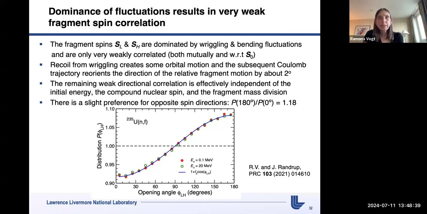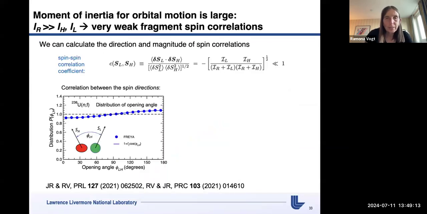So they're only weakly correlated, and there is some recoil that can change the orientation of the relative fragment motion, but this is only a couple of degrees. And you can see that there's a slight preference for opposite spin directions. So this P at 180 relative to 0 is about 1.2, and this is similar to previous measurements.